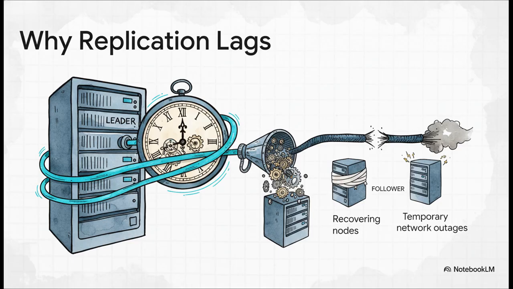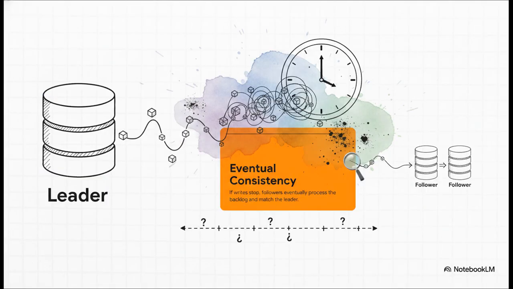So what causes it? Basically, real-world physical and system constraints. You've got network delays. After all, data still has to obey the speed of light traveling across fiber optic cables. You have high write volumes that can momentarily choke the system, nodes recovering from crashes, and temporary network outages. Because we usually replicate data asynchronously to keep the leader moving fast, the followers are almost always just a little bit behind.